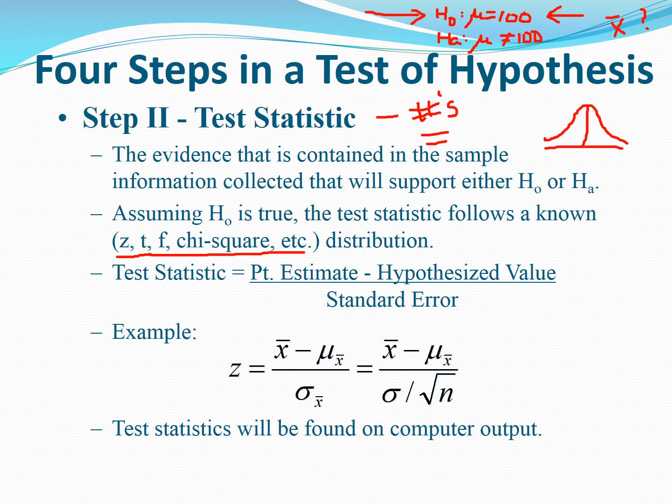We've seen this before, haven't we? This would be a sampling distribution of x bar. We're going to change this. We're not going to call it mu sub x bar. We're going to call it mu naught.